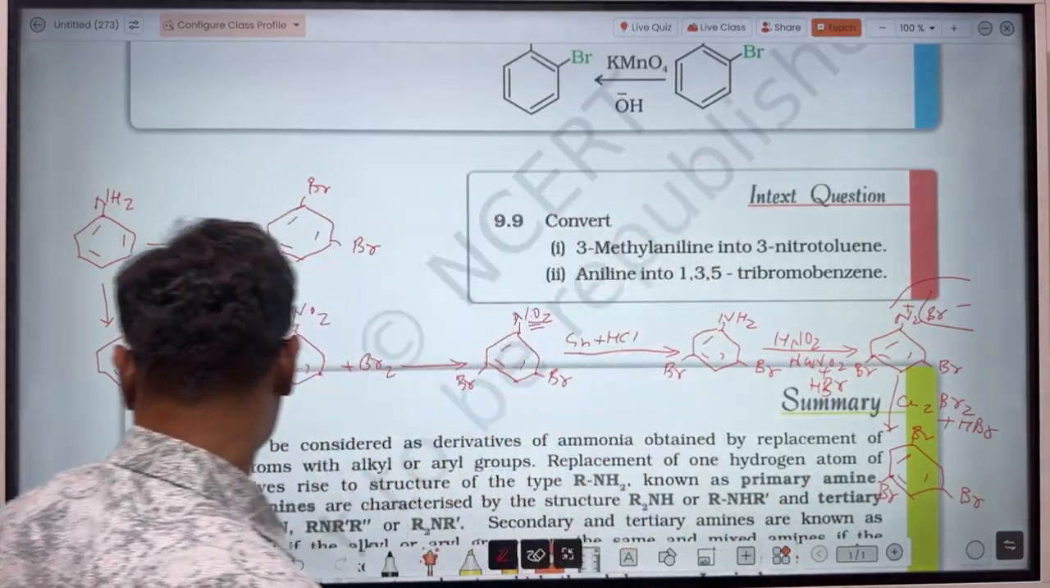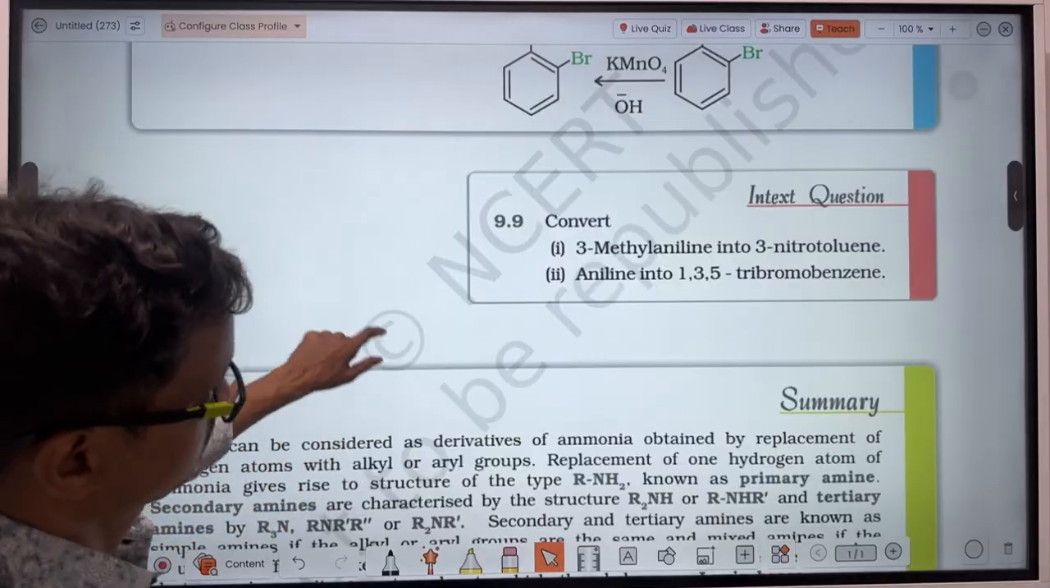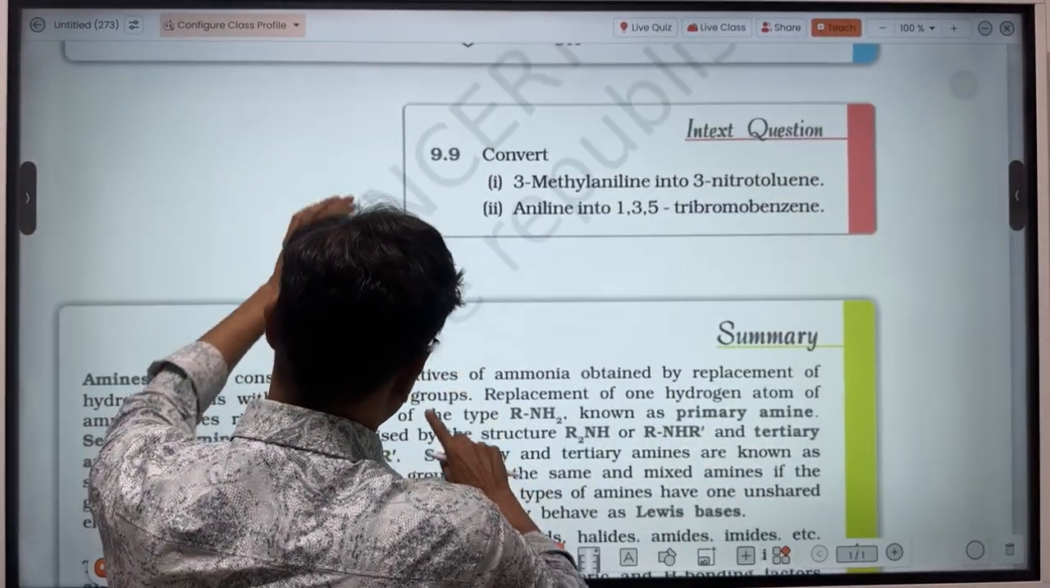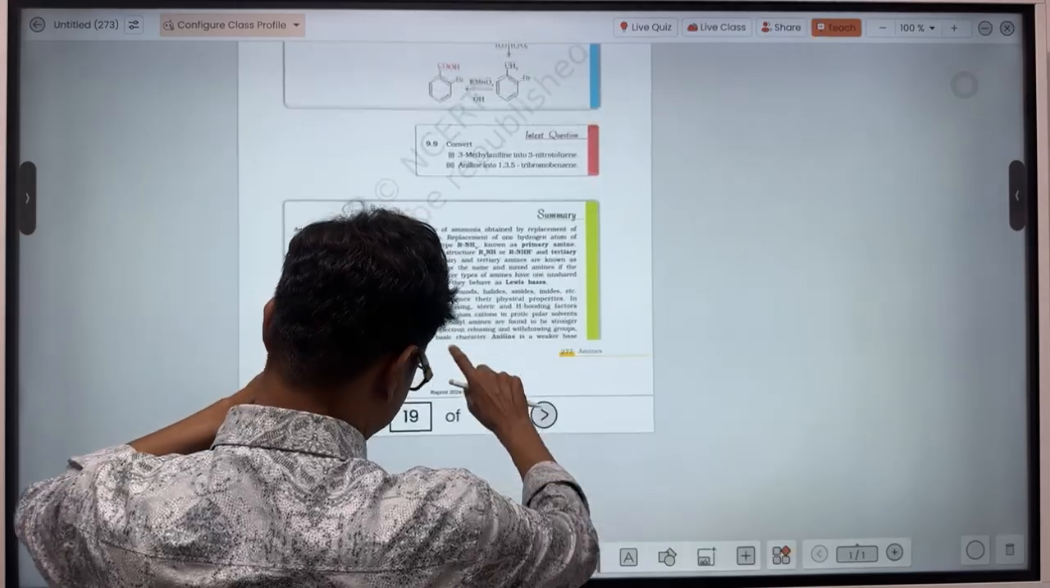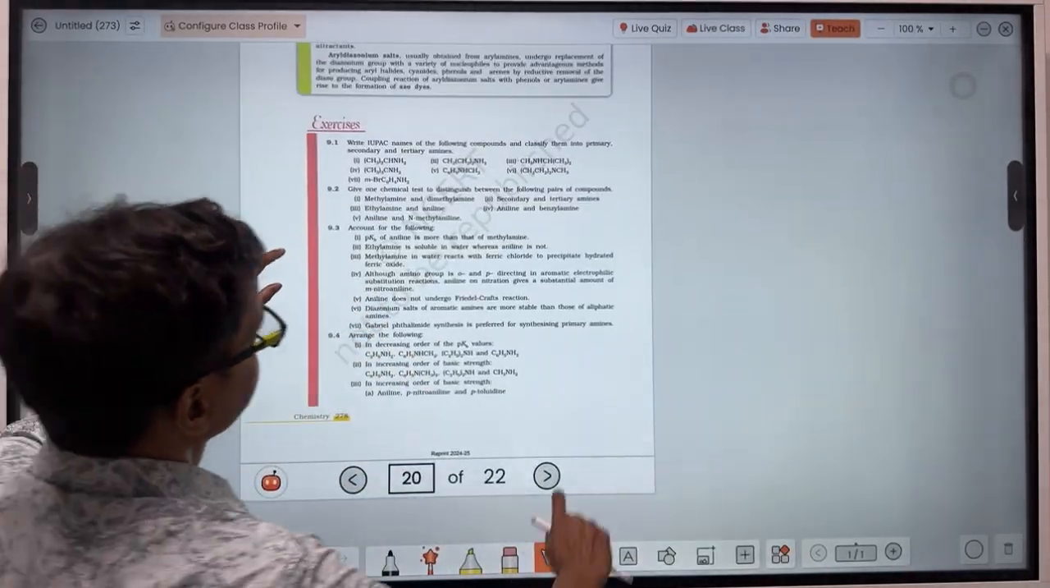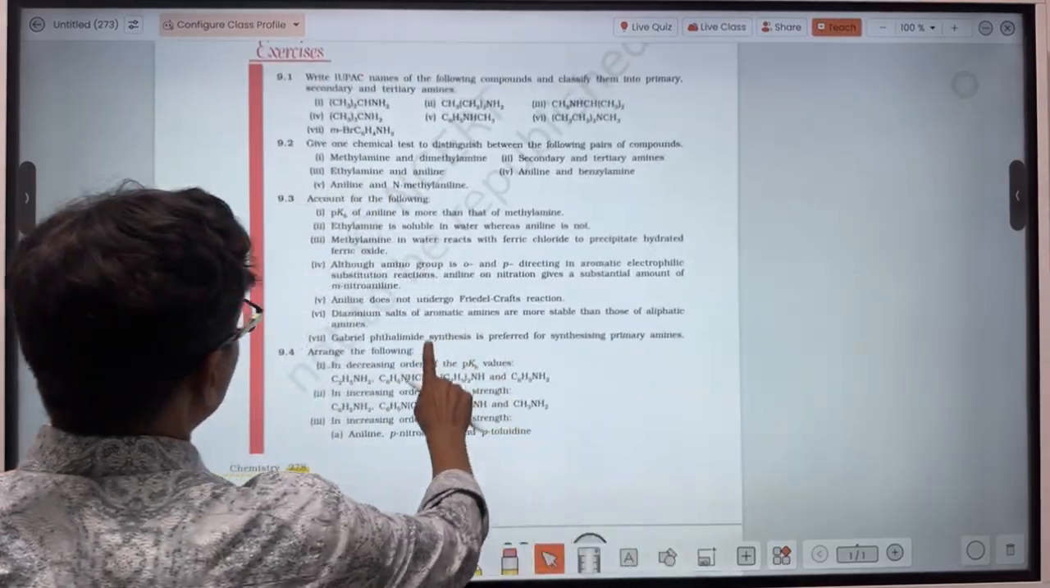Okay, so now let's see. So that was the summary. You should study the summary, because all of it is there. Study the summary there also. Now let's see the exercise questions.